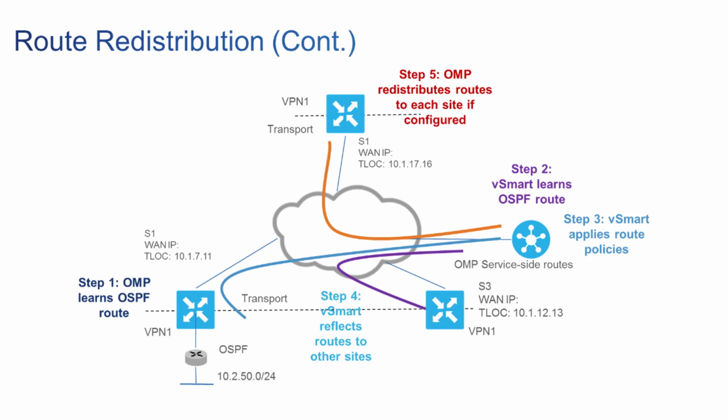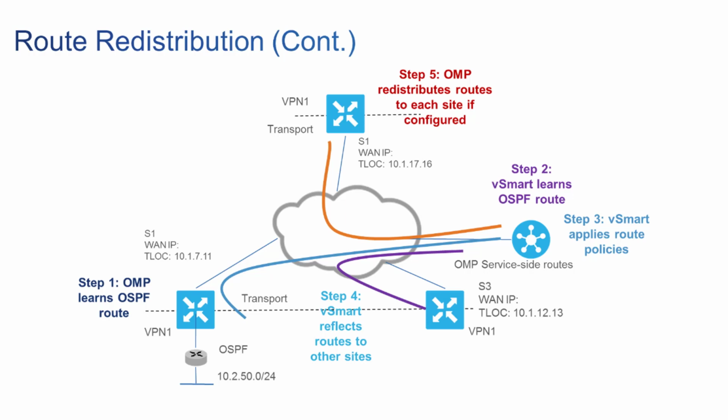So route redistribution is basically a multi-step process. Step one, it shows us here that OMP learns OSPF routes. Those routes then get sent up through the control plane session to the vSmart routers. So the vSmart router is going to learn those OSPF routes. vSmart is then going to apply whatever service policies we have to those particular routes, whether we're going to filter those routes from one vEdge device to another, whether we're going to allow those routes and so on. We apply those policies to those particular routes. And then in step 4, we reflect those routes.